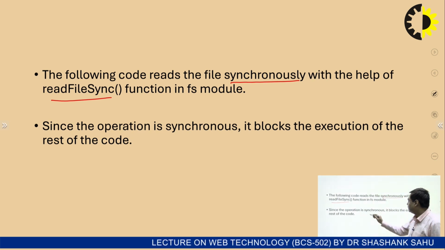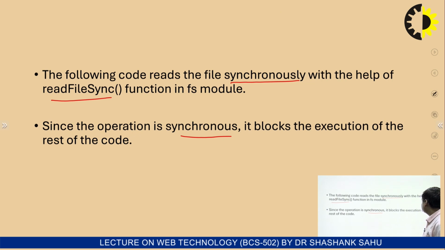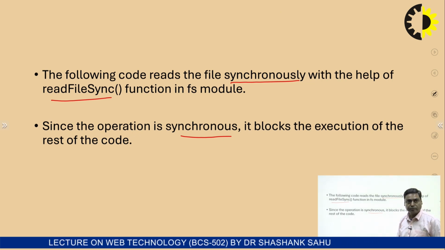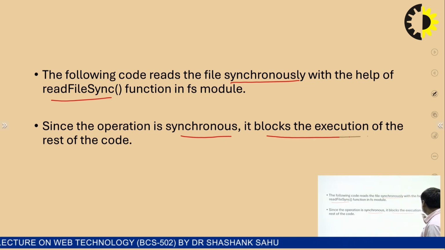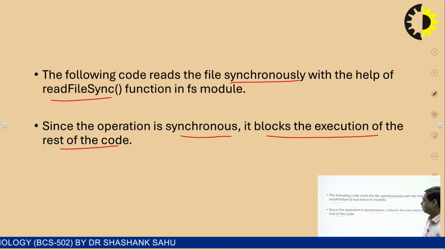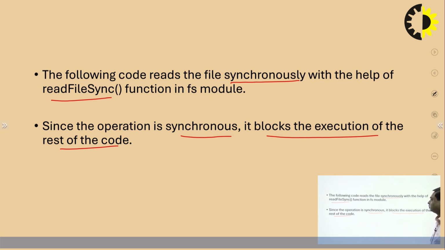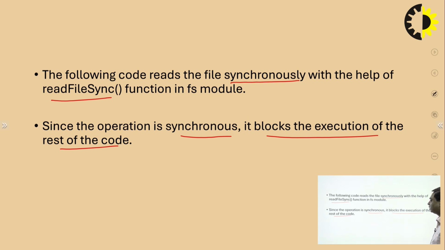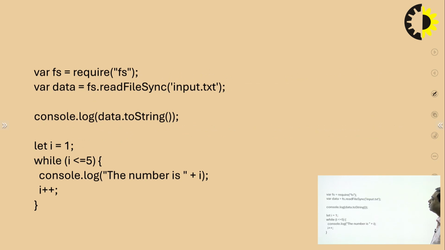Since the operation is synchronous, it blocks the execution of the rest of the code. This is important. In the case of synchronous, blocking will come. But in the case of asynchronous, this type of blocking will not come. This example is related to synchronous, so some blocking will come for the execution of some part of the program. Now, this is a Node.js program.